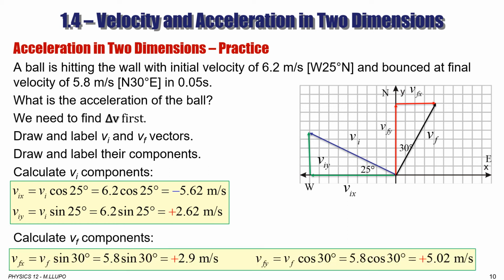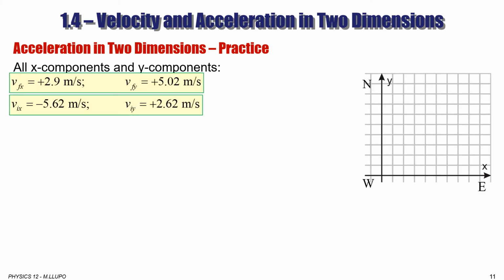Next one is do the same thing for V final. So for V final, X is in front of the 30 degrees. So that means use sine, and Y is beside the 30 degrees, use cosine. Both of them, since that is in the first quadrant, both components are positive.